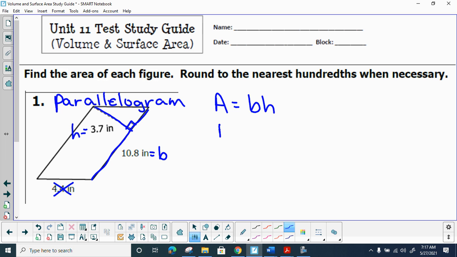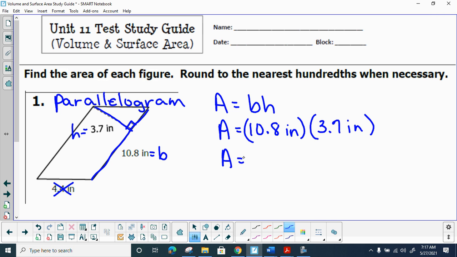So we do not use the 4.4, it's not perpendicular to our base. Okay, so we are going to multiply 10.8 inches times 3.7 inches. And we get 39.96 inches squared, or square inches.